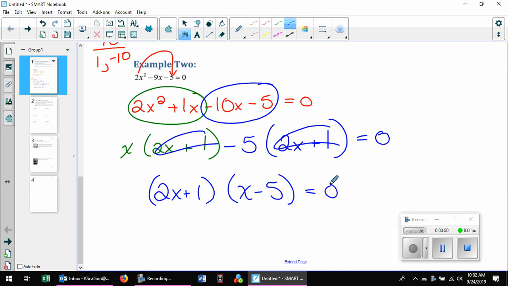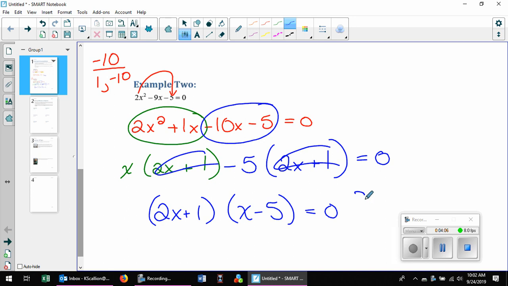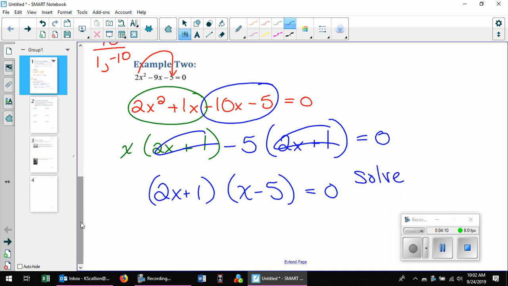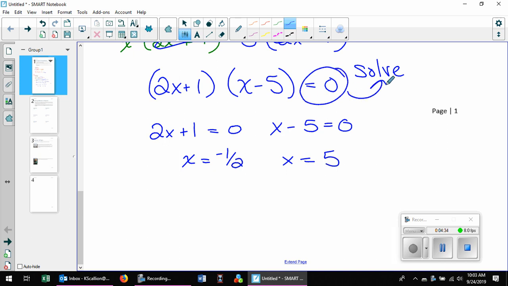Now, the equals 0 is an indicator that you solve. In the previous one, there was no equals 0, so this is where you stopped. You factored. If it's an expression, you're factoring. If it's an equation, we're going to solve. What I mean by solve is we're going to set each factor equal to 0. So 2x plus 1 equals 0, and x minus 5 equals 0. So x equals negative 1/2, and x equals positive 5. What we've just done is found the x-intercepts. If we have the equals 0, that means we're going to solve. If there is no equals 0, that means you stop at the factor. I will deduct two marks if I say factor and you solve, because you added an equal sign.